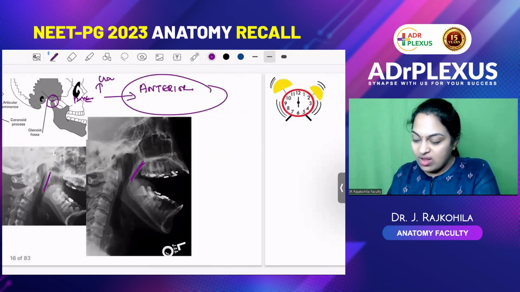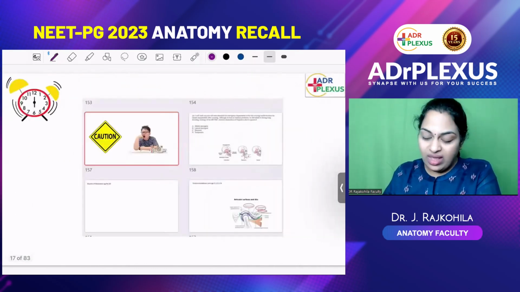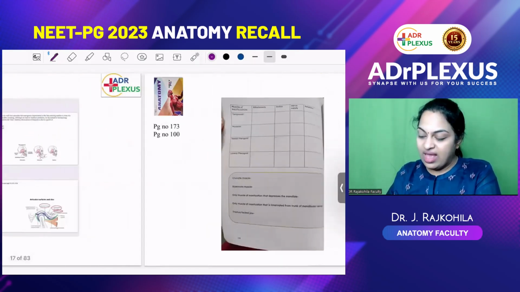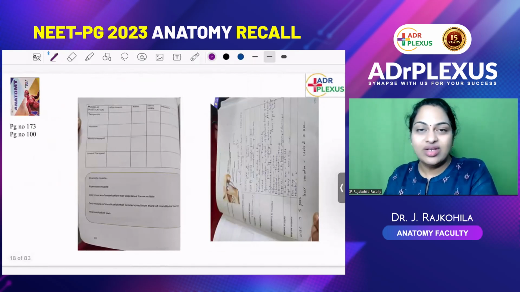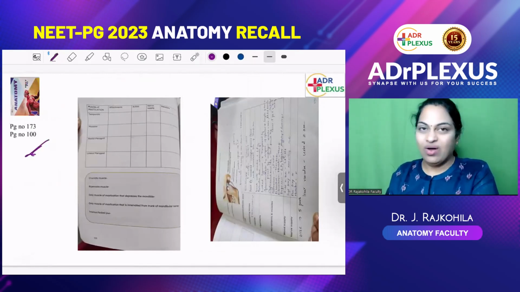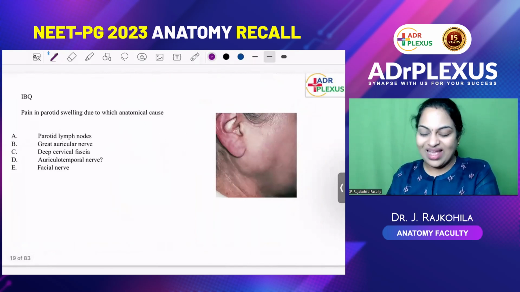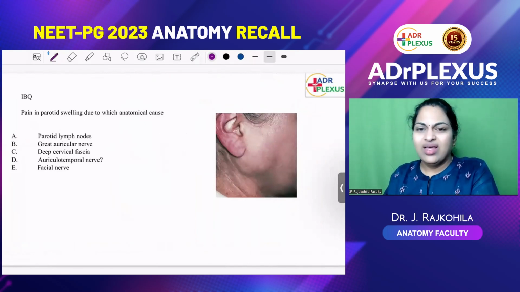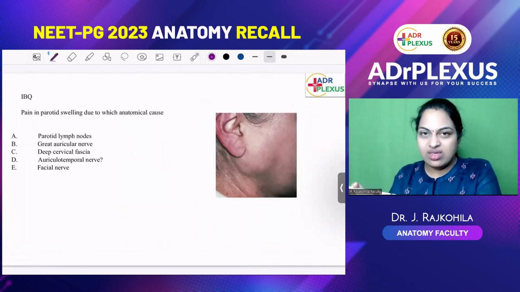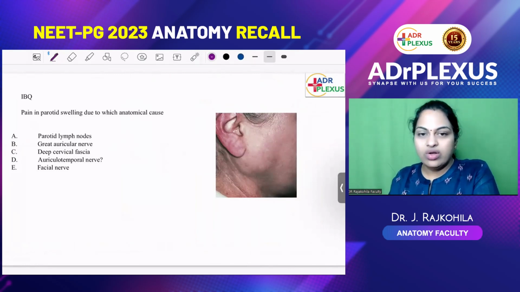Was this concept taught in ADrPlexus? Of course, it was given in our classes, as well as you'd have written it in your workbook, right? Got it right? Yes. Coming to the next question, it was an image-based question. So what was there?